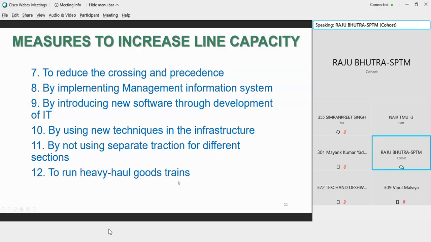To run heavy haul goods trains. Now, what are the advantages of heavy haul goods trains? We are carrying more commodities on a single path. So instead of carrying the commodities, say in 10 trains, we can carry the same commodity maybe in 5, 6 or 7 trains. Our throughput will increase, the number of trains will reduce, and that will increase the line capacity.